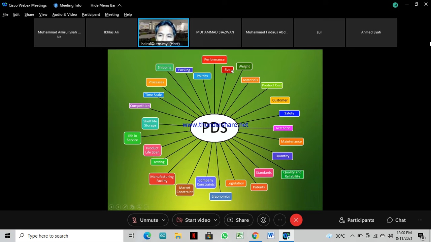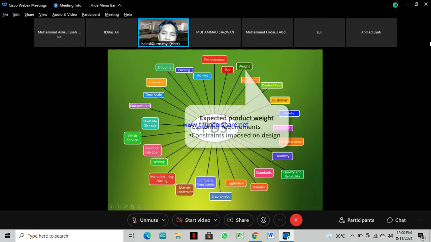Ni, size. Okay, then what is weight? Weight, okay, product. What about weight? Weight ni, okay, sir, I haven't designed, I just did the concept. How do I know the weight of my machine, my system? Tak, weight ni, anything yang related. Okay, ada tak customer requirement? Ada tak customer cakap tentang weight? Tak ada juga kan? Macam size, tak ada kan?